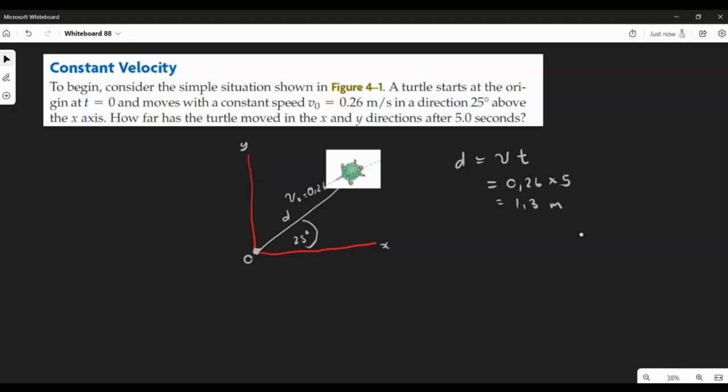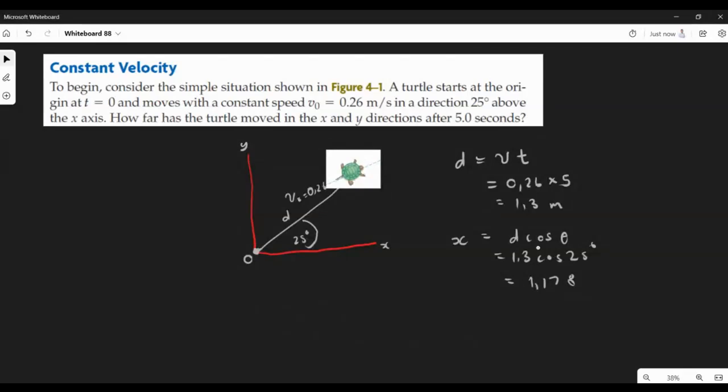1.3 meters seems pretty decent. Makes sense, right? We think of a turtle moving after 5 seconds. It's nearly the length of my leg. But we want to look at that in the x and the y direction. All we then have to do is split that into its individual components. The X component will be d cos of theta. In this case, it's 1.3 cos of 25 degrees, and if you do that, you get an answer of 1.178.